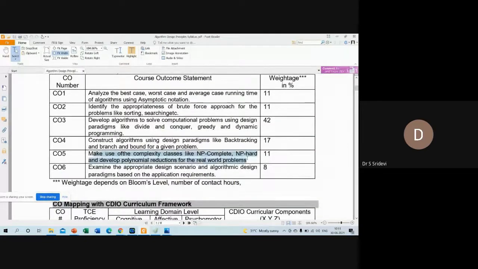So now we are in CO5. CO6 is a combination of all the above modules, so there is no need to worry about CO6. The only thing is you have to worry about the first 5 COs. First 5 COs. Okay.